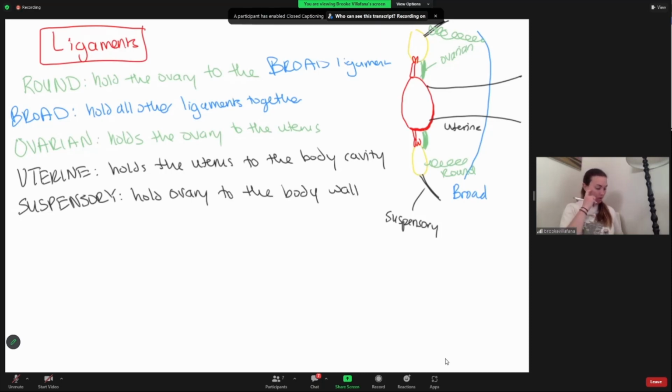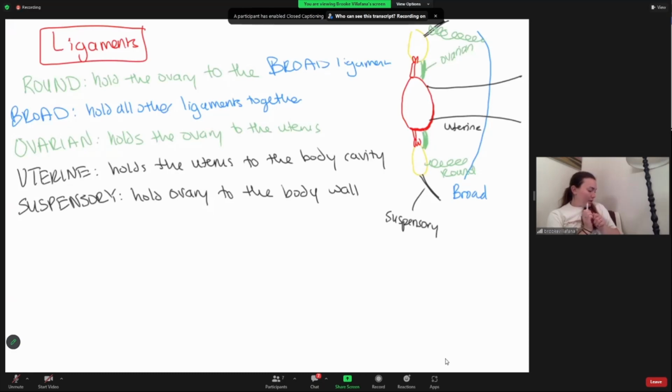Okay. So again, those would be 5 ligaments you would want to know. The picture was just something I made up to help me. If the picture is confusing to you, then you don't need to know the picture. It's just something I made up to help me.